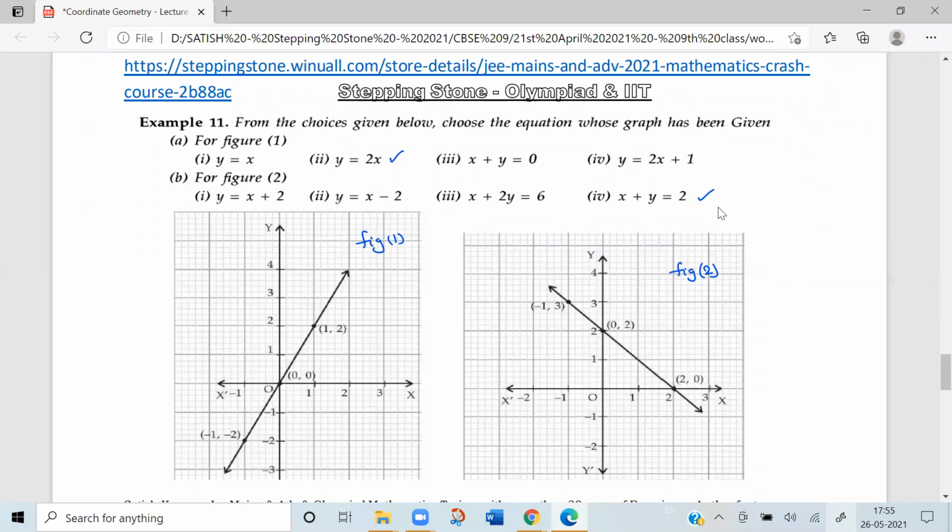You should not make a mistake in this. Now, observe this 2, 0. So when x is 2, y is 0, it is satisfied. Next, when x is 0, y is 2, satisfied. When x is -1, y is 3, 3 minus 1 is 2, satisfied.